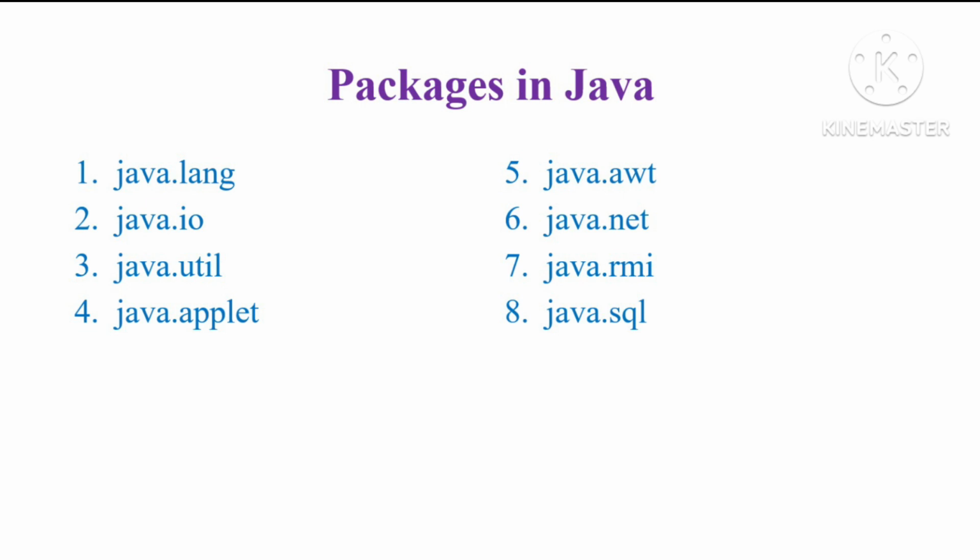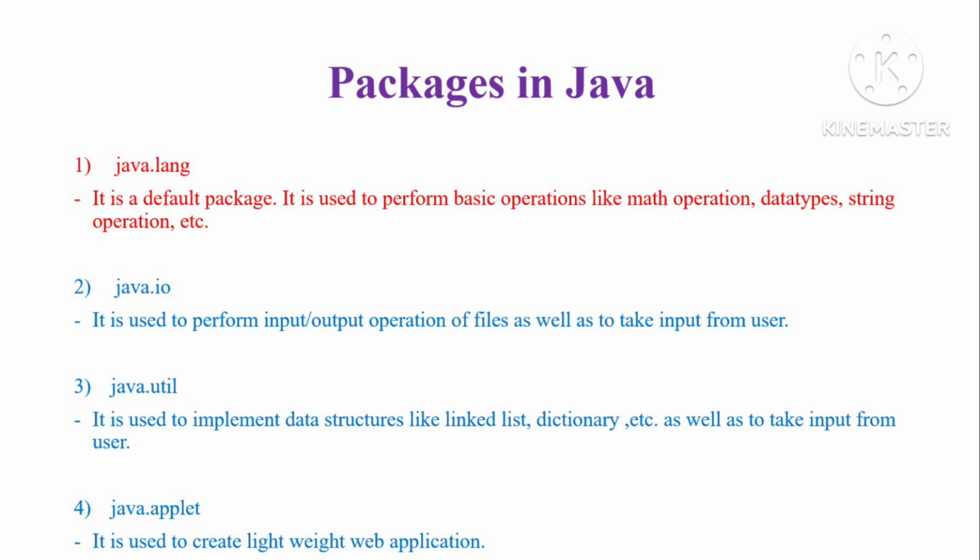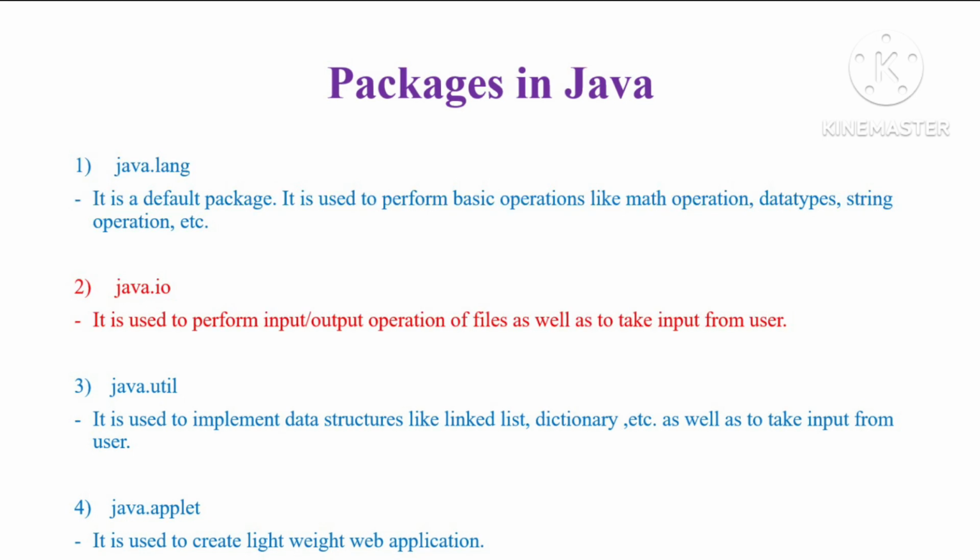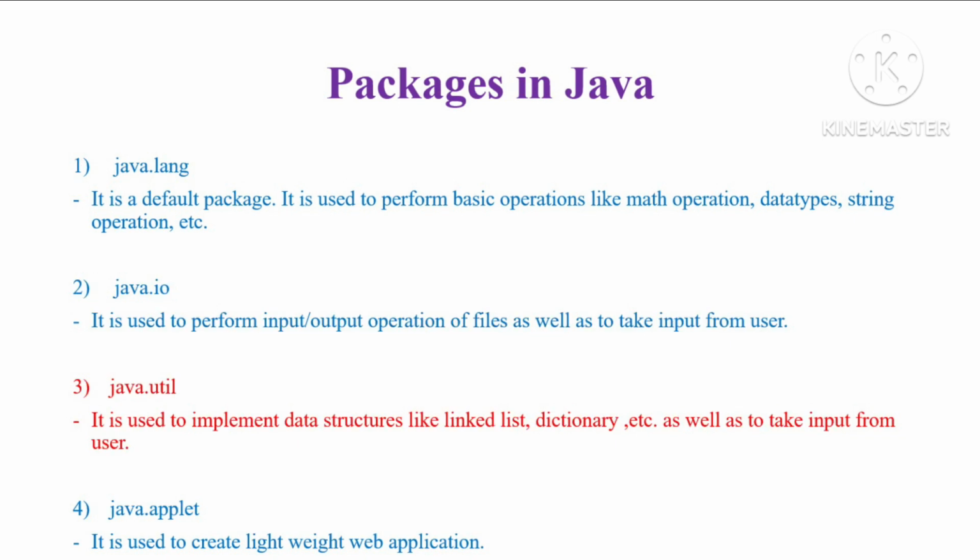Our next topic is packages in Java. Packages work similar to libraries in C++. First package is java.lang. This is a default package, meaning this package is already imported while writing code and there is no need to import it. It is used to perform basic operations like math operations, string operations, etc. Java.io is used to perform input and output operations of files as well as to take input from user. Java.util is used to implement data structures like linked list, dictionary, etc.